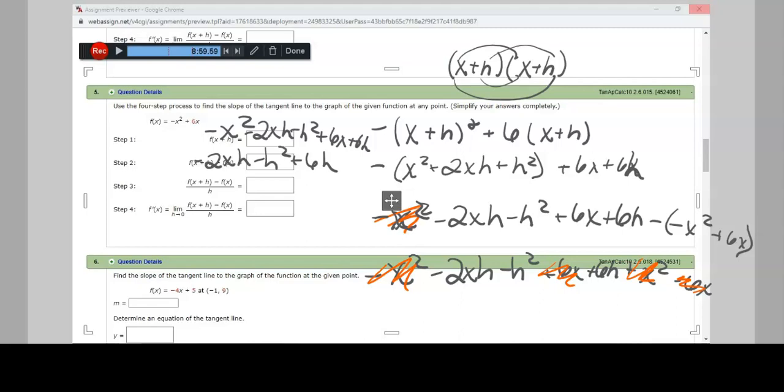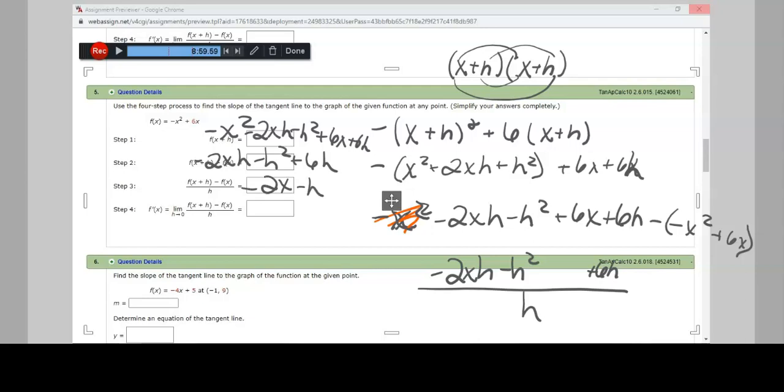Okay, so at this point, what am I supposed to do next? I'm supposed to divide by h, and I'm going to, hang on, still learning. I'm going to erase all this mess. Okay, so that leaves me with that right there. So can you reduce? Absolutely. At this point, everything that you have should have an h in it. And now I'm going to divide an h out of everything. So that'll leave me with a negative 2x minus h squared over h is minus h, and then a plus 6x over h is a plus 6.